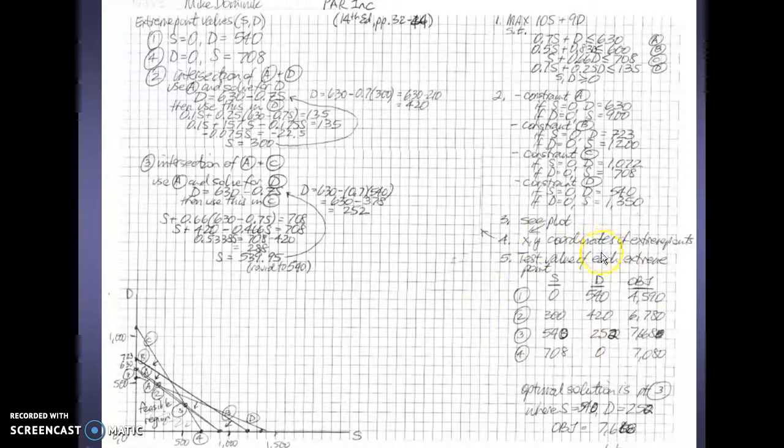We want to create a table for each of those, where for each of those points we identify the value of S, we identify the value of D, and then we'll use those values to calculate the objective function value, which is based on this being our objective function. So let's look at the two easiest extreme points, numbers 1 and 4.